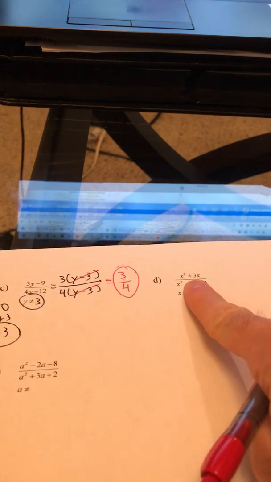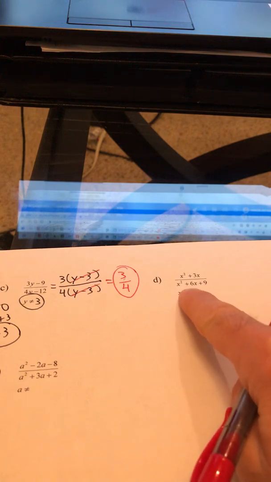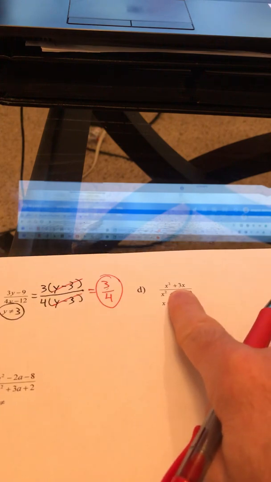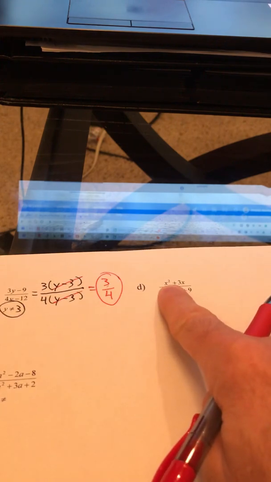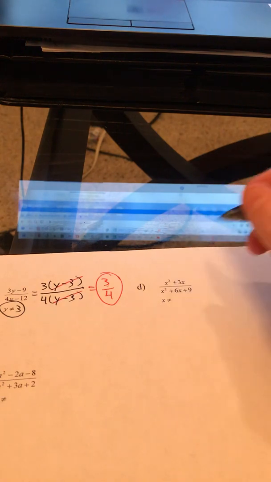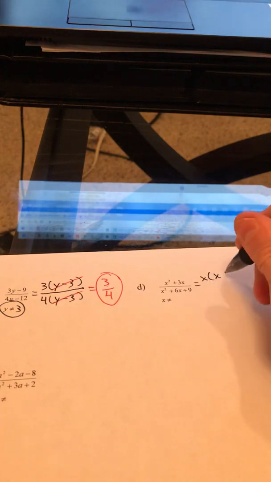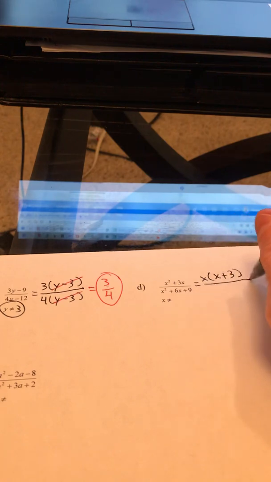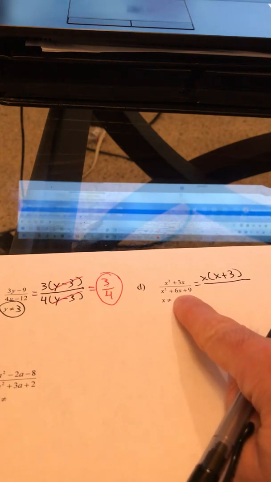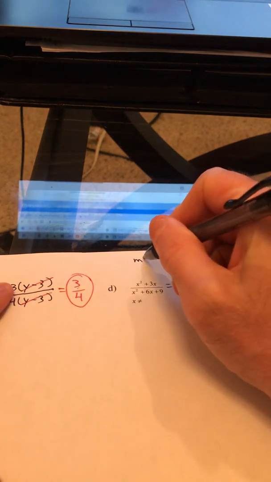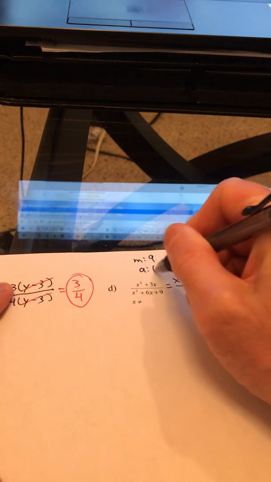Now, for example D, we are going to have to factor both the top and the bottom. Now, for the top, when there are only two terms, we use a GCF. Now, our GCF, meaning what can we divide out of each of these in the numerator, is just x. If I divide an x out of x squared, it leaves x. If I divide x out of 3x, it leaves 3.